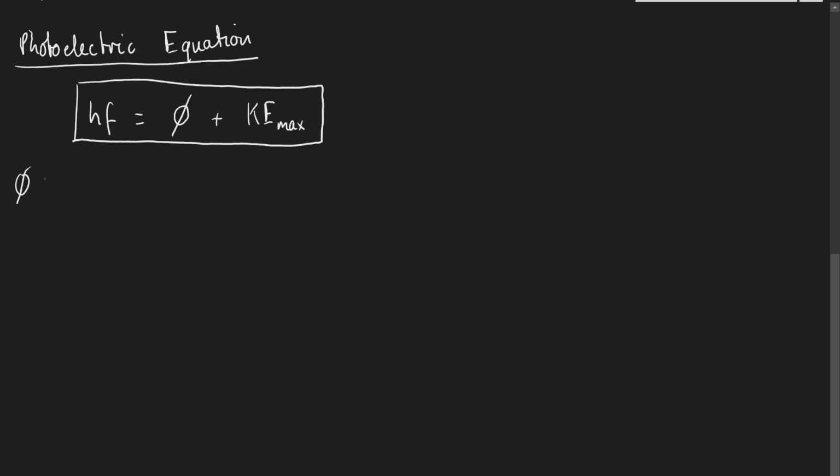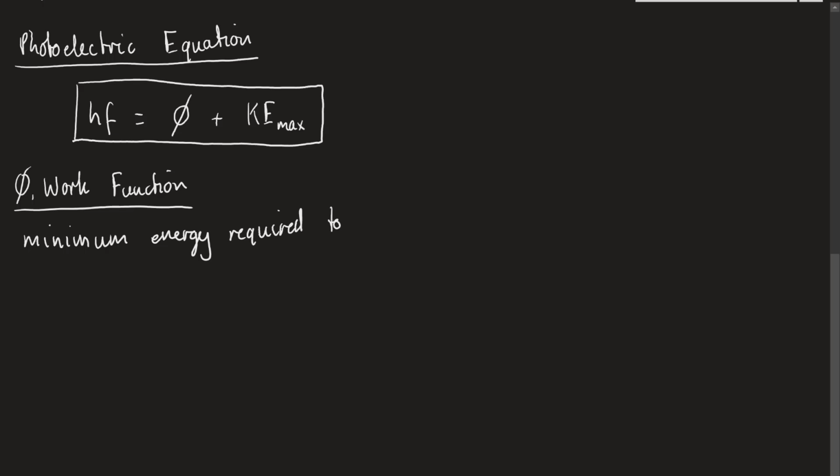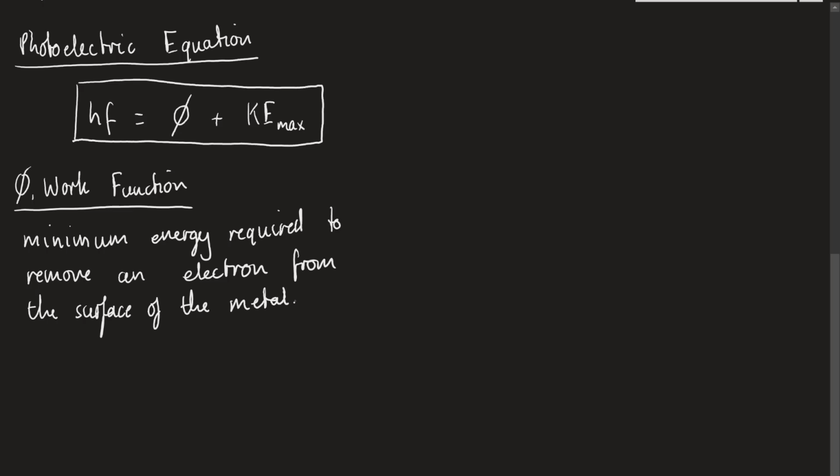The work function is what we'll start by looking at, and the work function is, by definition, the minimum energy required to remove an electron from the surface of the metal. Okay, so the minimum energy required to remove an electron from the surface of the metal. The key word here is it's the minimum energy, okay?